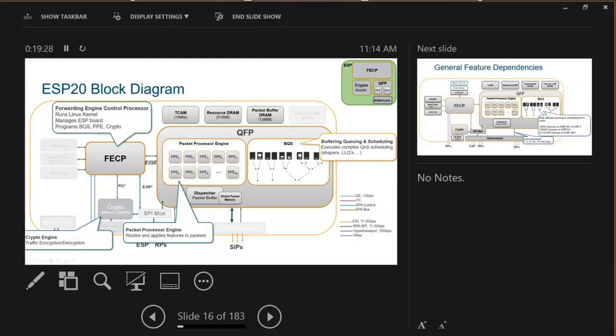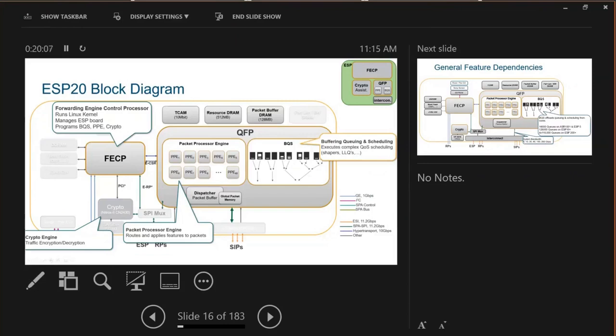Once they are stored here, the BQS, buffering, queuing, and scheduling, takes these packets and determines the output interface where the packet has to be put, or if it is destined to the device itself, it will be sent to the RP, which is the punt. It also takes care of the QoS scheduling. All the QoS policies will be applied here, and if the packets exceed a particular configured bandwidth, then the packets will be dropped.